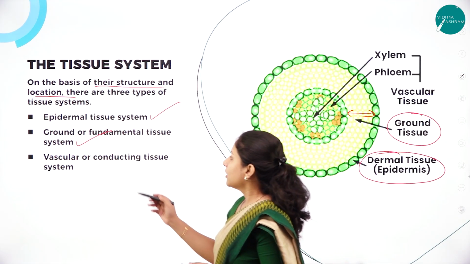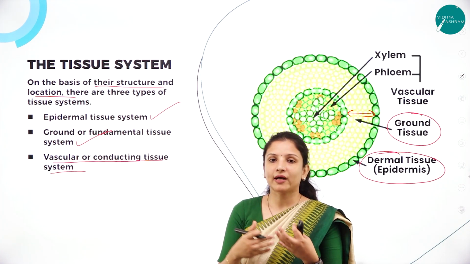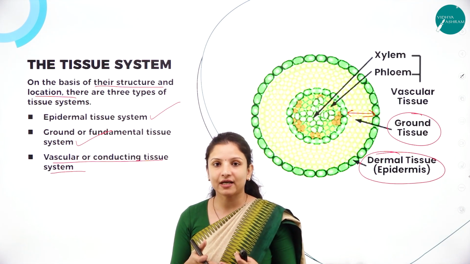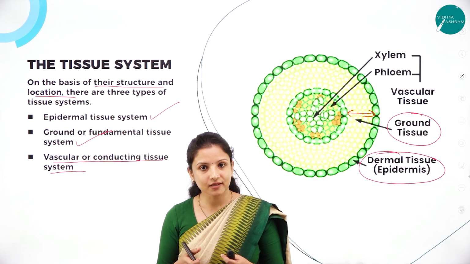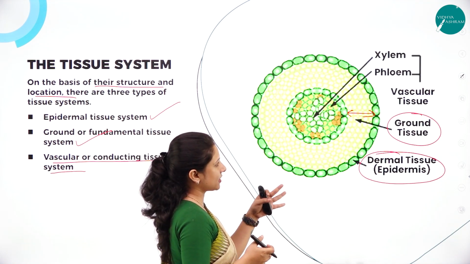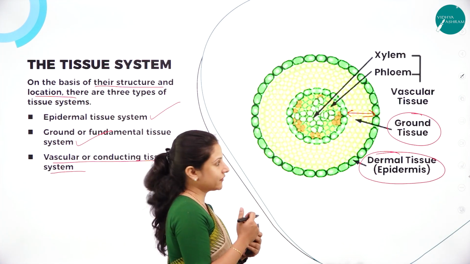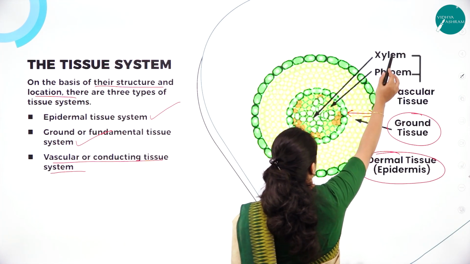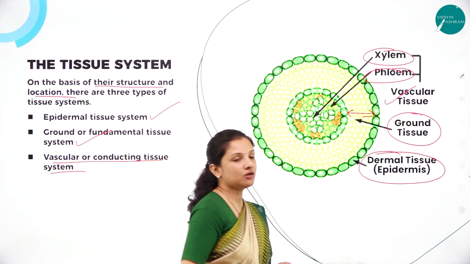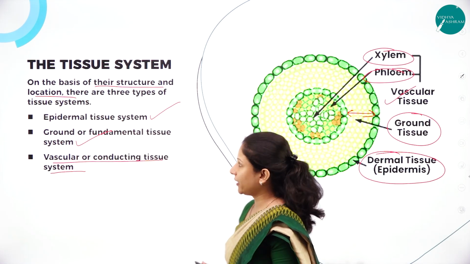Next is the vascular or the conducting tissue system. The vascular tissues conduct food and water. For example, the xylem is the water conducting tissue and the phloem is the food conducting tissue. They are placed right below the ground tissue, below the endodermis. So this forms the xylem and the phloem. Together they form the conducting tissue or the vascular tissue. We have to study about these one by one.